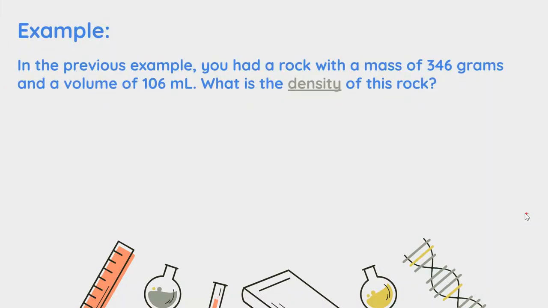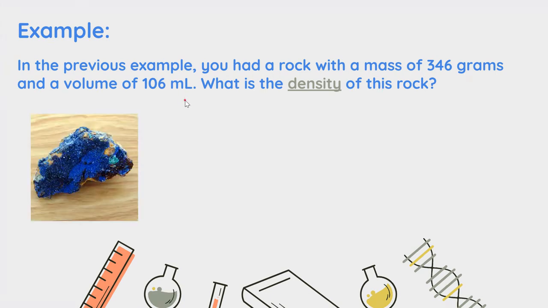So a few quick examples. In the previous example, we had a rock with a mass of 346 grams and a volume of 106 milliliters, and we want to know what is the density of this rock. Here are the three equations below. Go ahead and calculate the density.